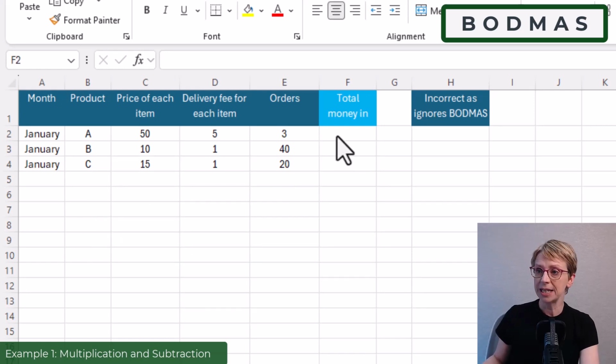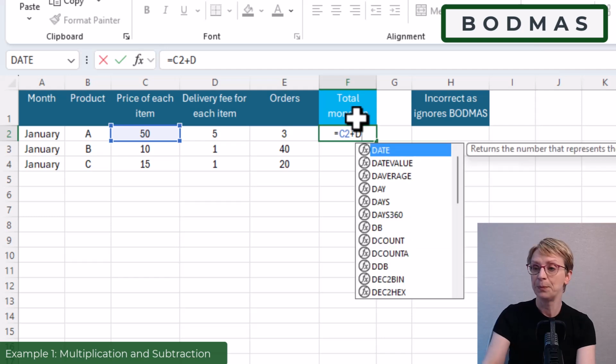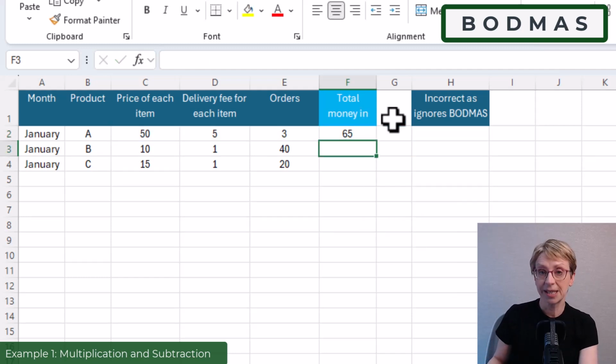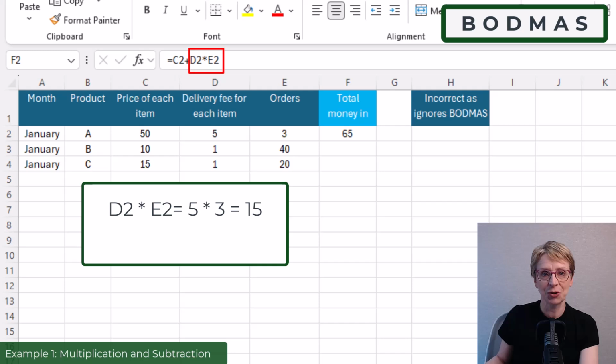If I just write equals C2 plus D2 multiplied by E2, then I get 65. This is because when Excel applies BODMAS, it does the multiplication first, so multiplies D2 by E2, then adds C2, which gives the wrong total.